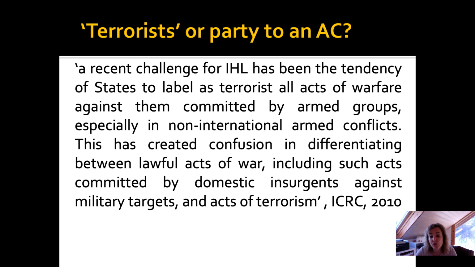This has created confusion in differentiating between unlawful acts of war, including such acts committed by domestic insurgents against military targets, and acts of terrorism. So if we deconstruct a bit this quote, we will see first that this issue of counterterrorism and IHL really occurs in the context of non-international armed conflicts and with regard to armed groups. So what states will have a tendency to do is to put all armed groups in the same basket and qualify all armed groups as terrorist armed groups, whether or not they respect IHL.